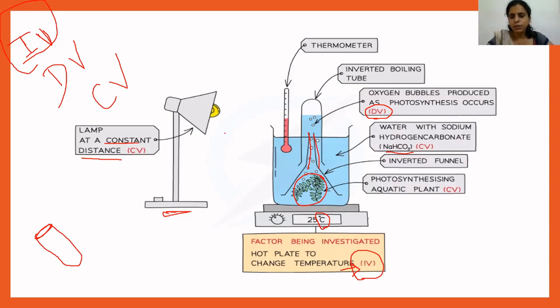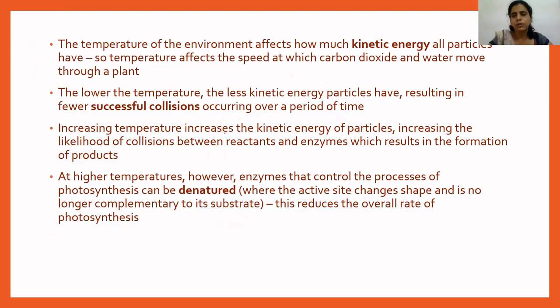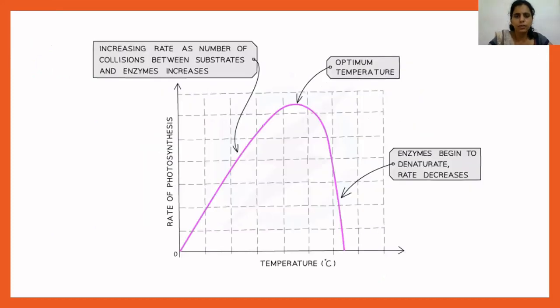So like this you can record your readings, and then you can plot a graph as shown here in this picture. This horizontal axis is the x-axis. This vertical axis is the y-axis. On the x-axis we always label the independent variable, and on the y-axis we always label the dependent variable.